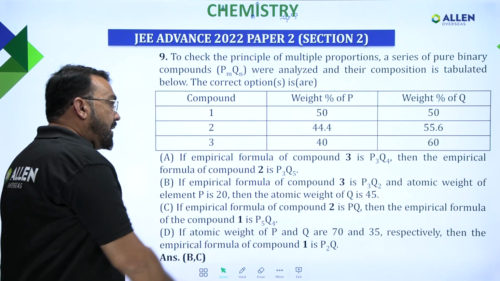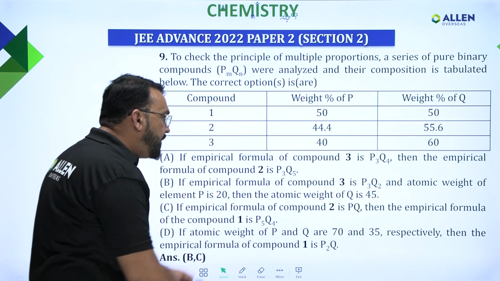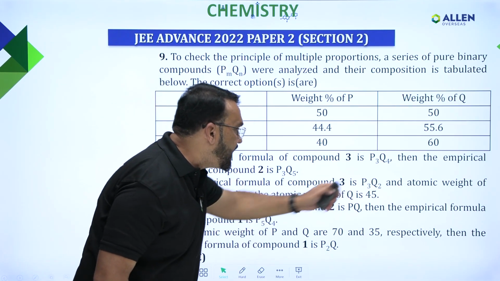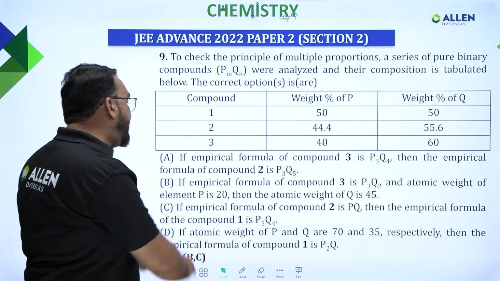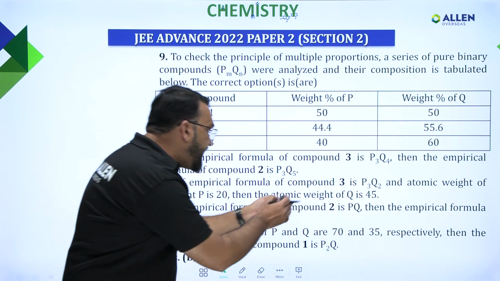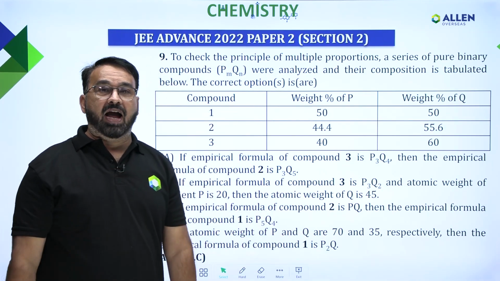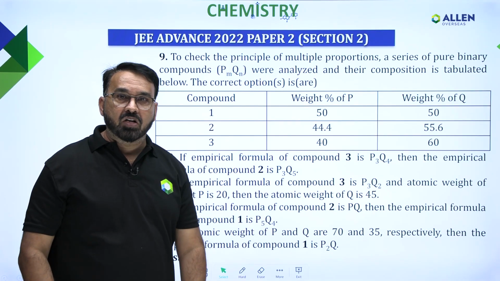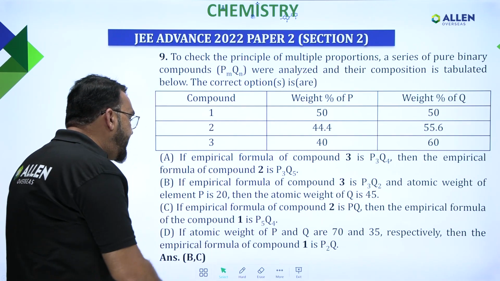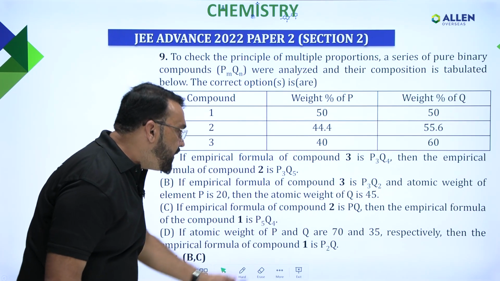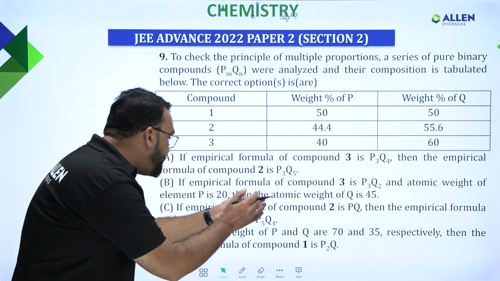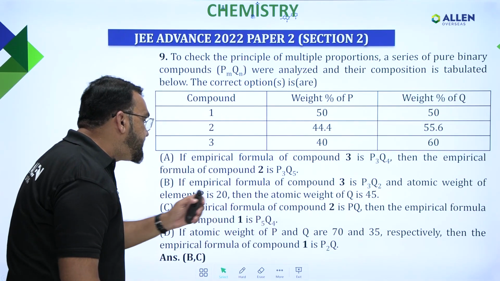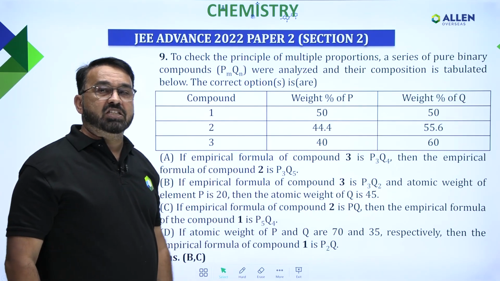Okay. Option B says that if empirical formula of compound 3 is P3Q2 and atomic weight of element P is 20 given, then the atomic weight of Q is 45. We have to prove this is also true or false, students. Option C says that if empirical formula of compound 2 is PQ, then the empirical formula of the compound 1 is P5Q4 respectively.